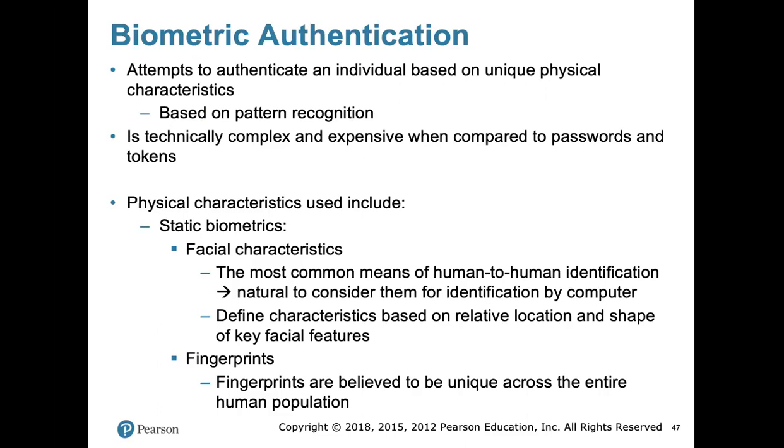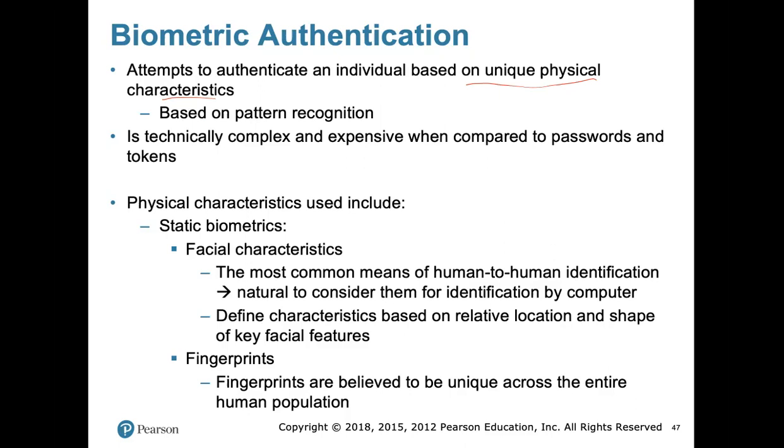First of all, let's define it. What is biometric authentication? It attempts to authenticate an individual based on some unique physical or biometric characteristics or features. This is called biometric authentication. For example, I look at, let's say, the iris pattern of your eye, and I can decide based on that whether you are the person you claim to be or not. That's biometric authentication.